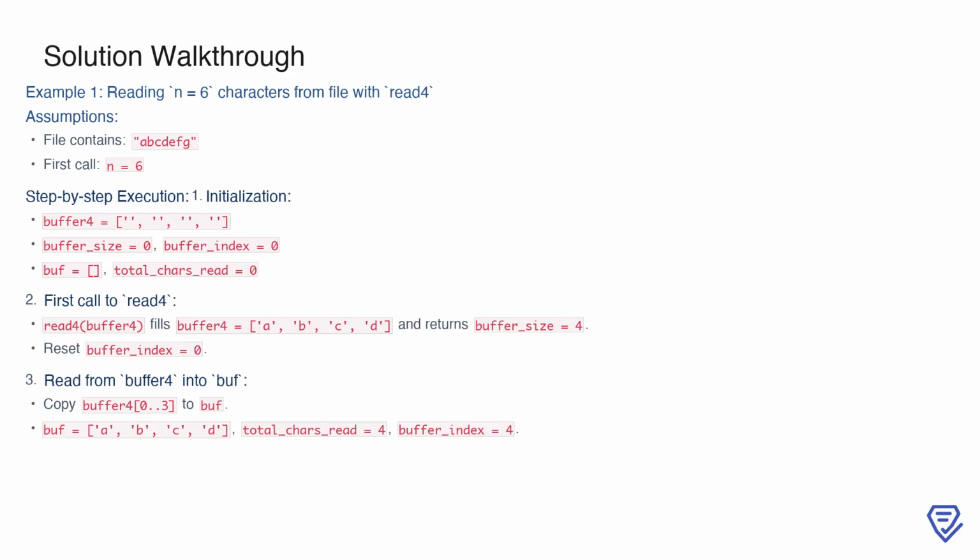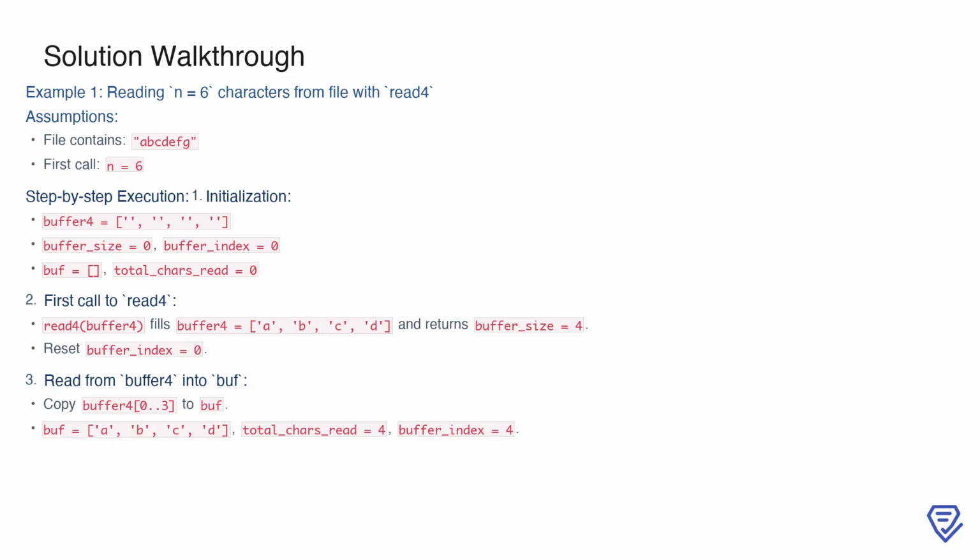the string ABCDFG. Initially, we set up the required variables. The buffer4 array, which temporarily holds up to 4 characters, starts empty. Variables buffer_size and buffer_index are both initialized to 0 to track the state of buffer4. We also initialize buff as an empty list to store the final characters we read, and total_chars_read is set to 0 to track the total number of characters collected so far.